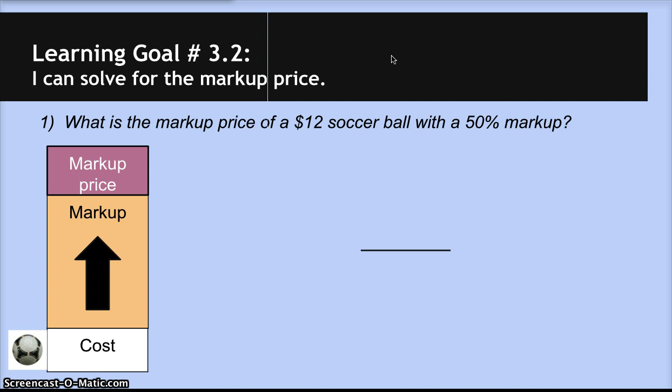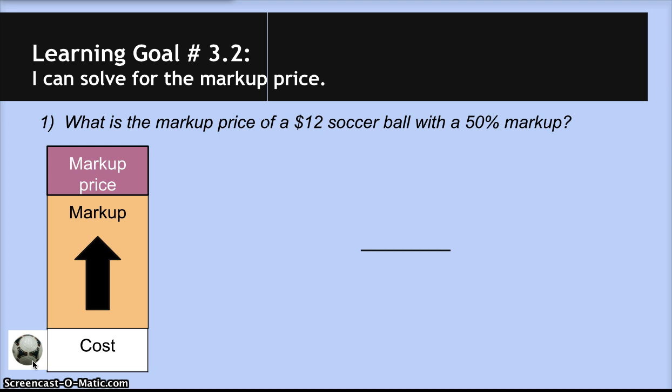Alright, so we're moving on to question 1. It says, what is the markup price of a $12 soccer ball with a 50% markup?